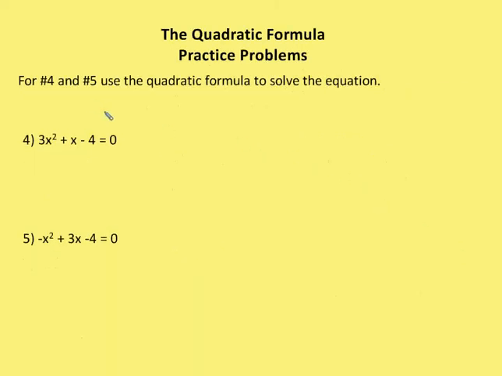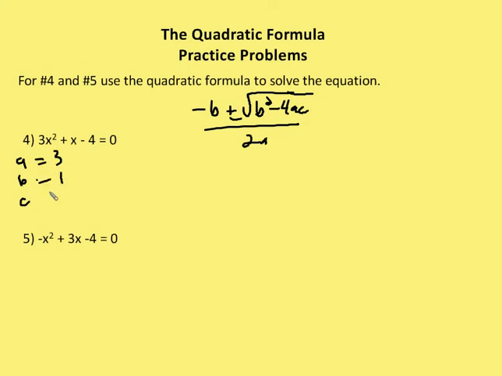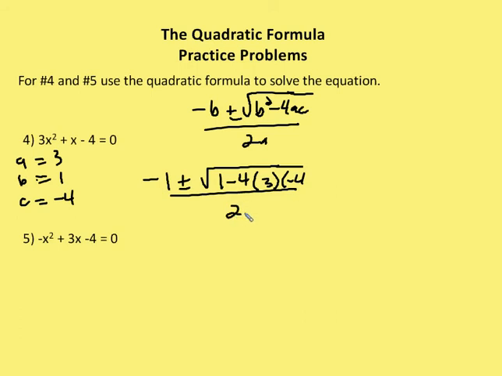Okay, 4 and 5. Use the quadratic formula to solve the equation. Okay, my quadratic formula: minus b plus or minus the square root of b squared minus 4ac all over 2a. So I find out what my a, b, and c values are. A is equal to 3, b is equal to 1, c is equal to negative 4. So now I have minus 1 plus or minus the square root of b squared, which is 1, minus 4 times a, 3, times negative 4, and that's all over 2a.